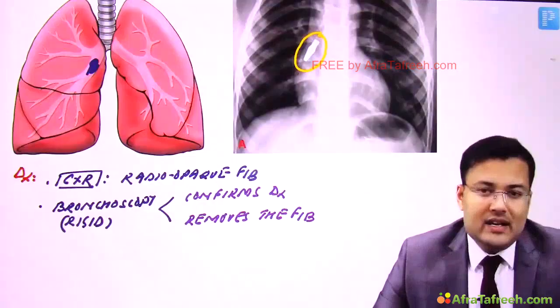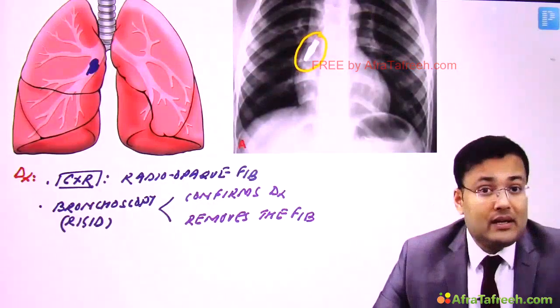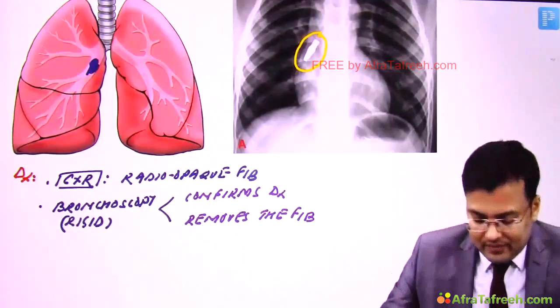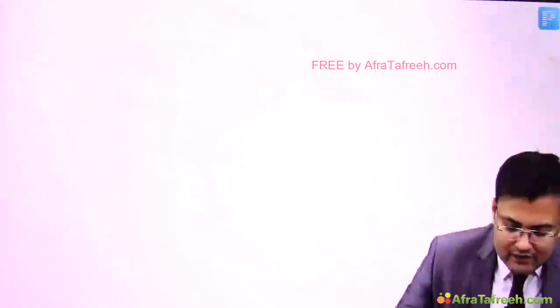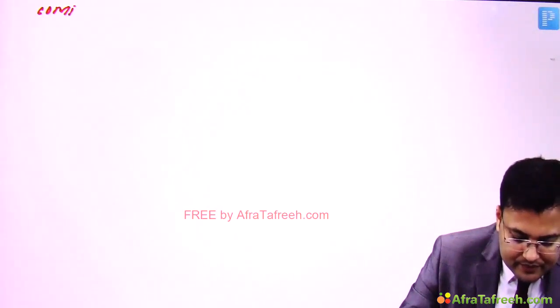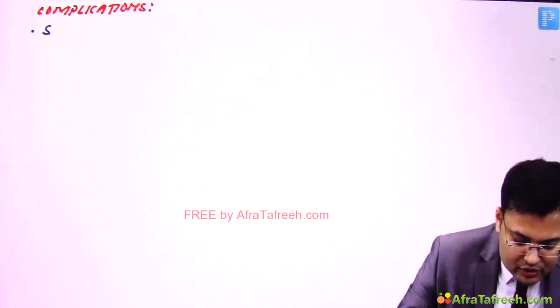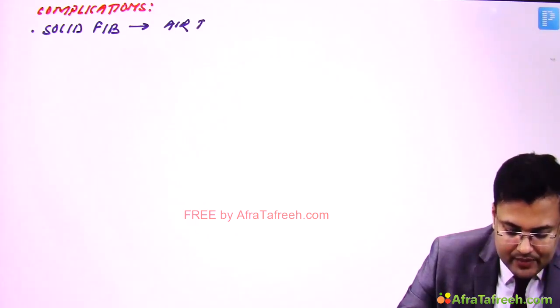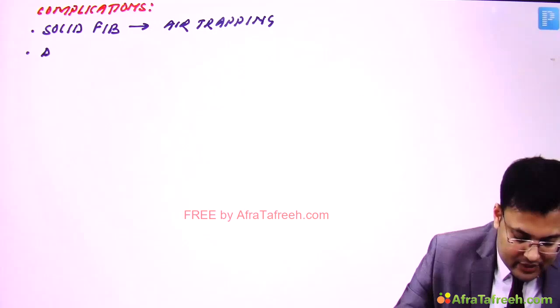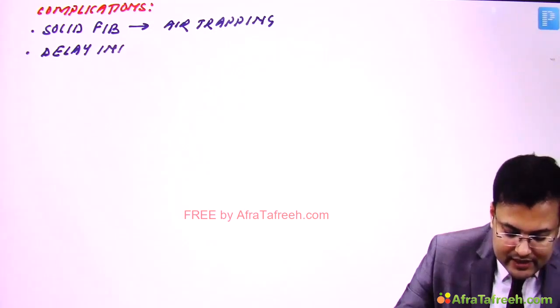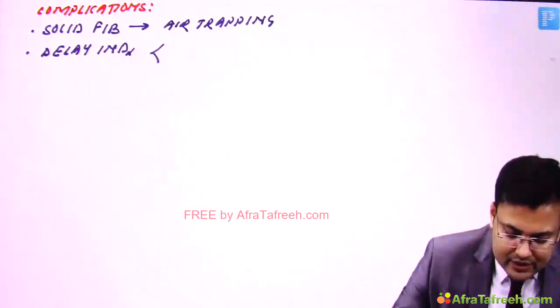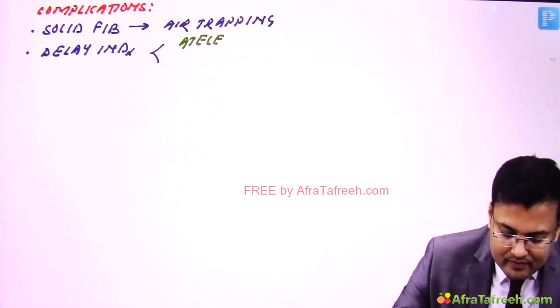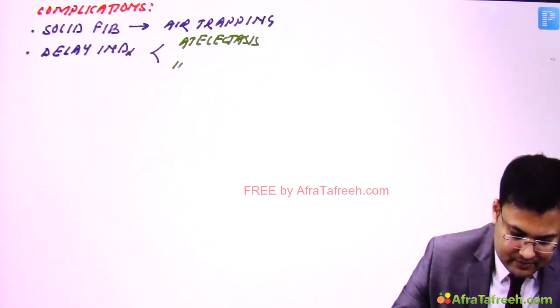So in these patients there is air trapping. Sometimes there is delay in diagnosis, and if there is delay in diagnosis, there is atelectasis and infection. So what are the complications of tracheobronchial foreign body? First, if the patient has a solid foreign body, it can lead to air trapping, right? And if there is delay in diagnosis, there is increased risk of atelectasis and infection.